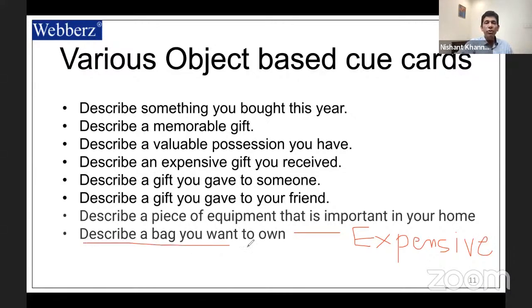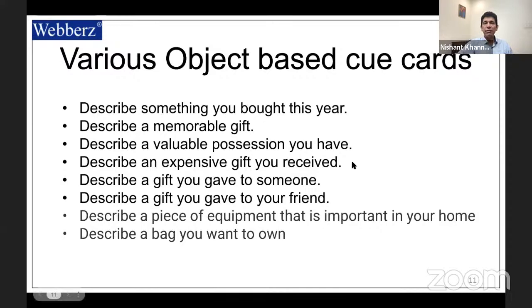Describe a bag you want to own. Talk about an expensive brand you want to own, an expensive bag that you want to own. Write down an expensive bag that you want to own. Gucci bag, Rohini Sharma, very good. Rohini, write down the cost also of the Gucci bag. What is the cost of the Gucci bag? Write down. Let us see what you have. Okay. Write down the bag that you want to own. This is my last cue card for the day.